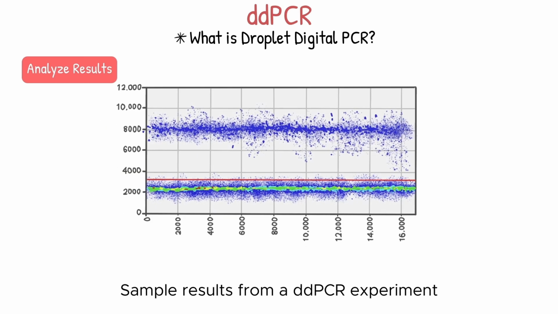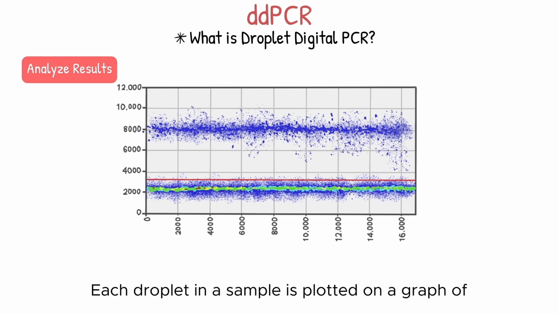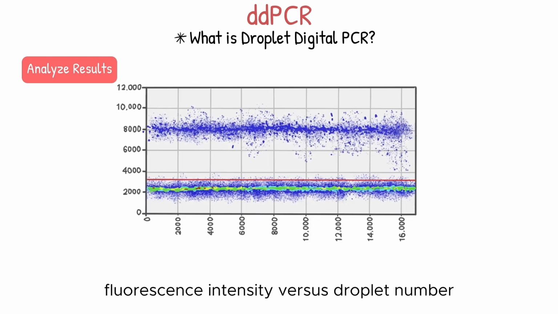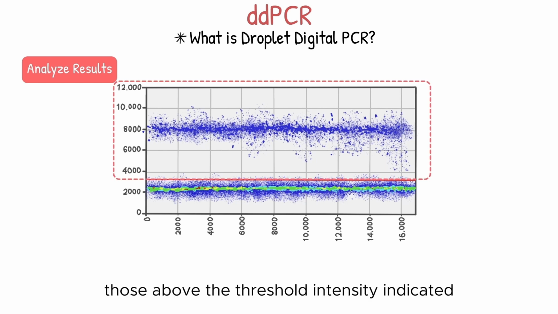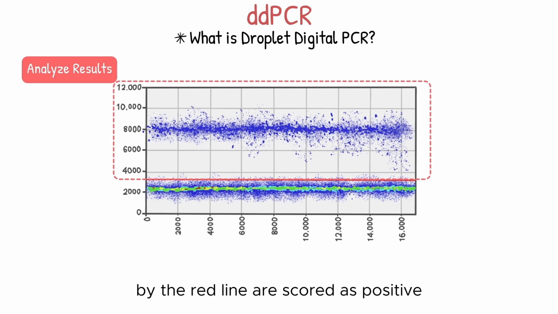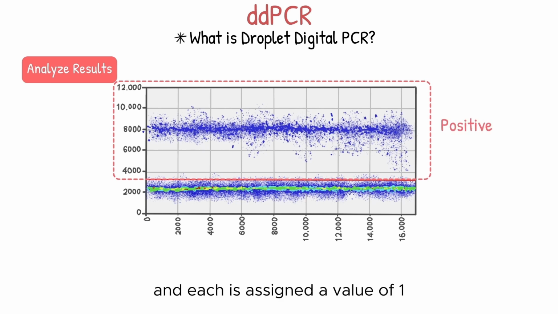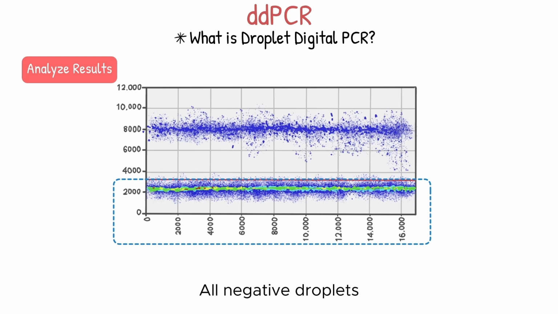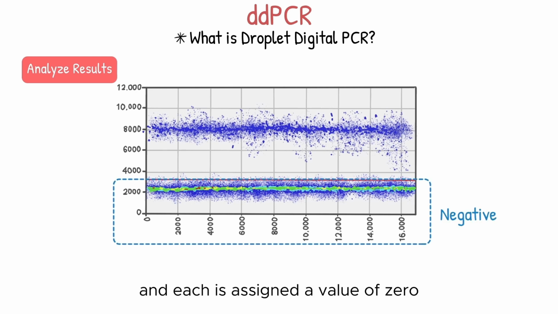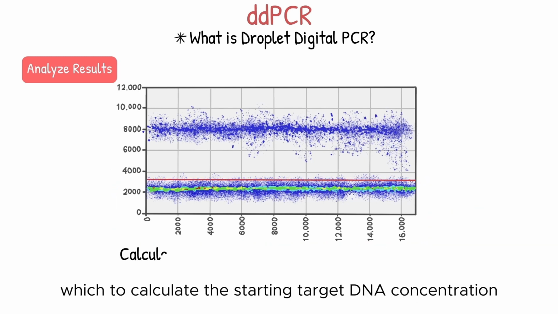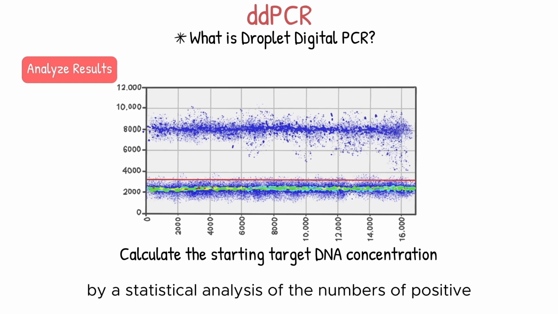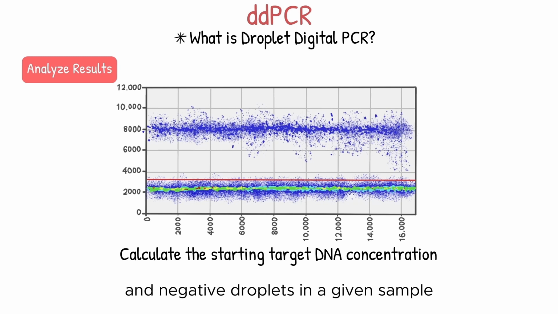Sample results from a ddPCR experiment. Each droplet in a sample is plotted on a graph of fluorescence intensity versus droplet number. All positive droplets, those above the threshold intensity indicated by the red line, are scored as positive, and each is assigned a value of 1. All negative droplets below the threshold are scored as negative, and each is assigned a value of 0. This counting technique provides a digital signal from which to calculate the starting target DNA concentration by a statistical analysis of the numbers of positive and negative droplets in a given sample.